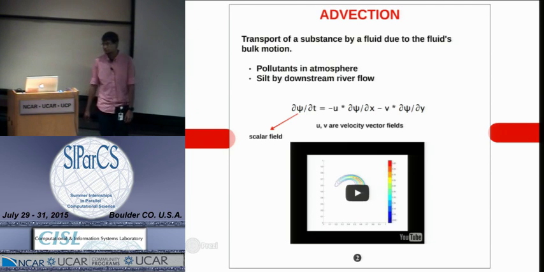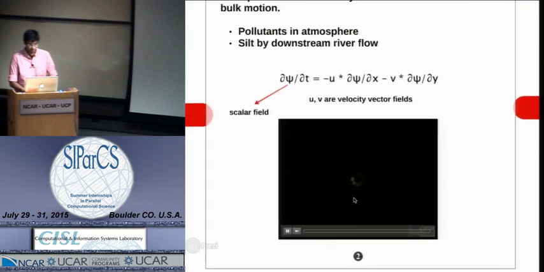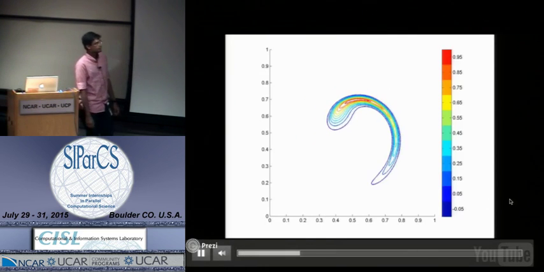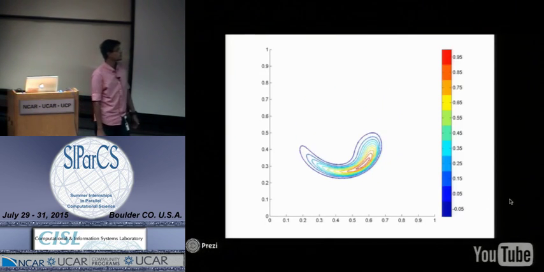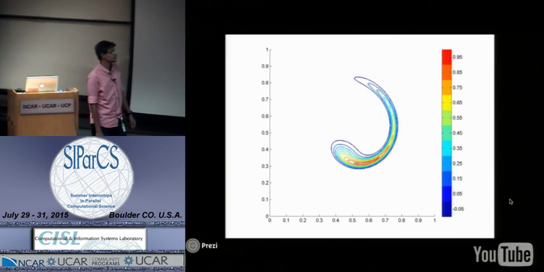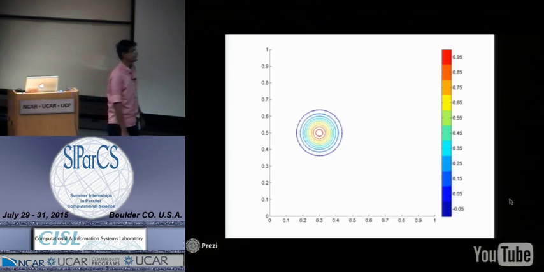I just want to show you a small visualization video. The substance moves in the fluid in a whirlpool motion and then comes back to its original state. So this is how it looks in the visualization. What we try to understand is how the scalar field is affected by the velocity vector fields in space and time.